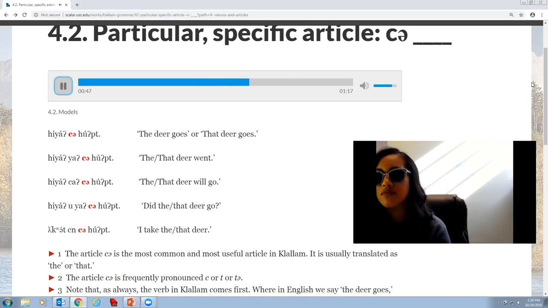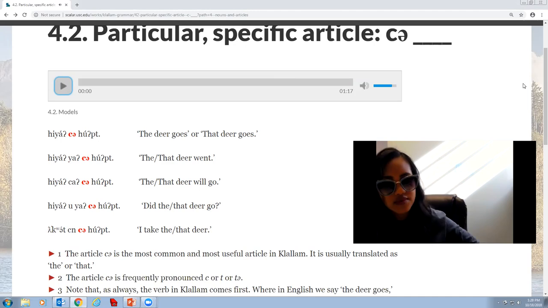Yeah, the hope. Okay, and then I took the deer, or I take the deer. So that's the models for our particular or specific article, sa.